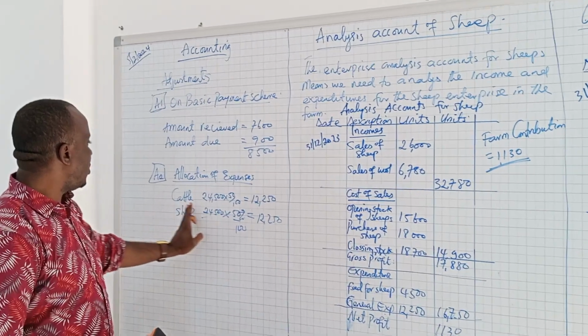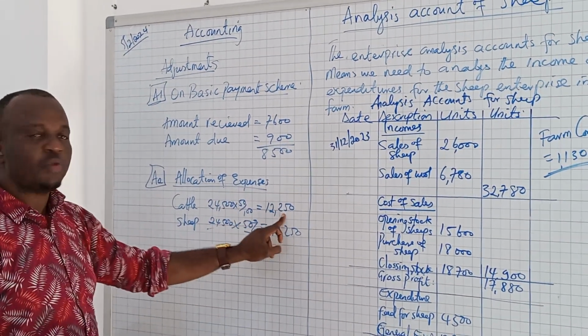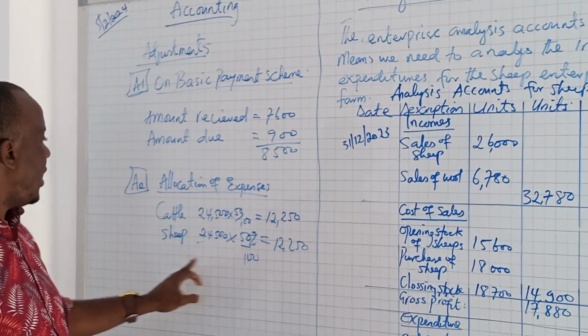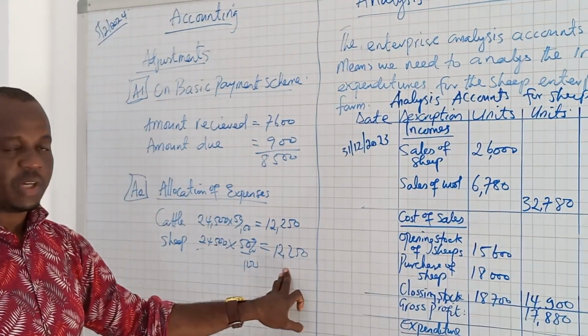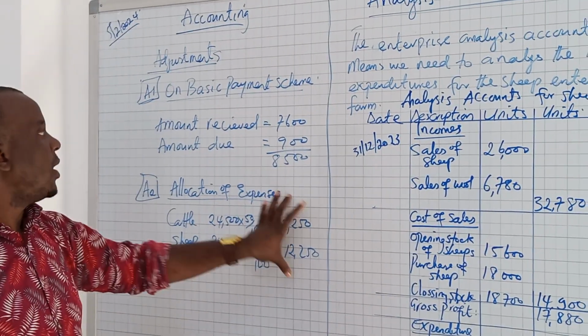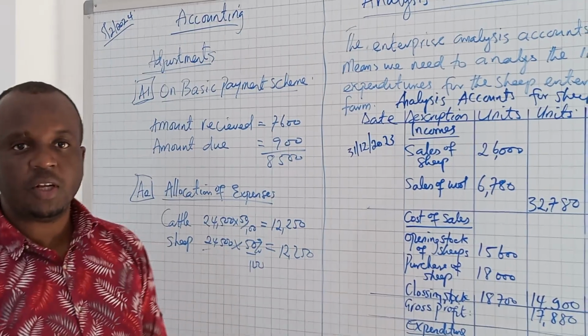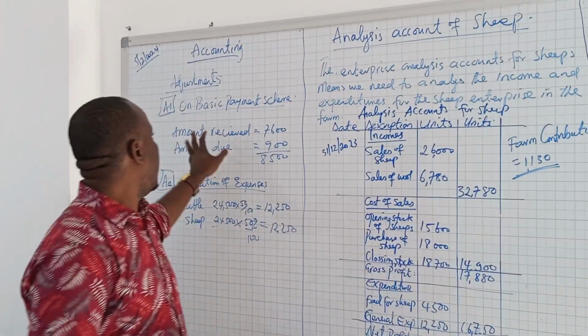The cattle is 24,500 in 50% will give you 12,250, and also sheep will give you 12,250. So each enterprise is bearing the general expenses of the farm. Then we also need to look at adjustment. We also need to make adjustment on the basic payment scheme.